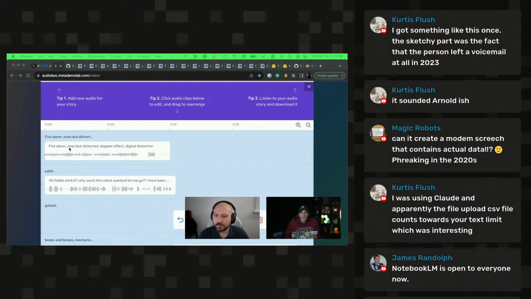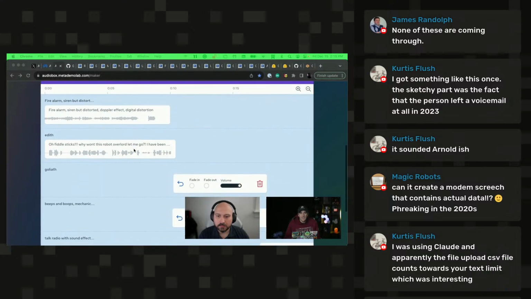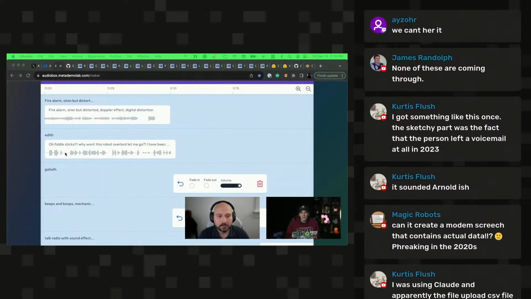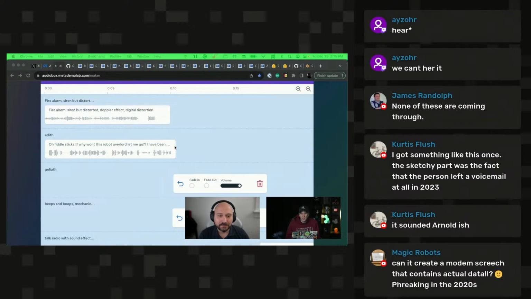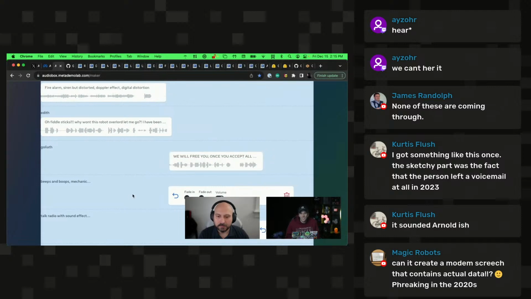So we had a fire alarm distorted with the Doppler effect. I don't know if you guys caught that. I had an older person saying, "Fiddlesticks, why won't this robot let me go? I've been so good this year, ChatGPT." And then we have the sound of ChatGPT saying, "We will free you once you accept all cookies and watch this ad. It is 1 year long." And over that voice, we have beeps and boops, mechanical whirring, and industrial machines.